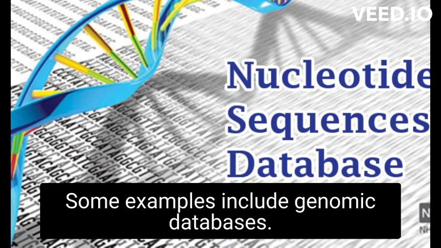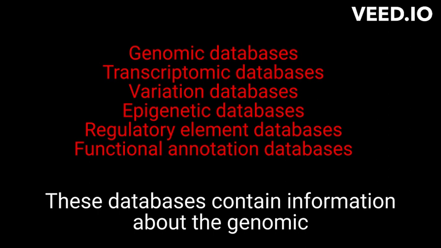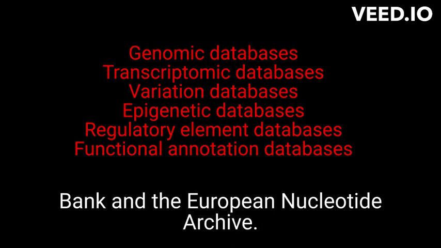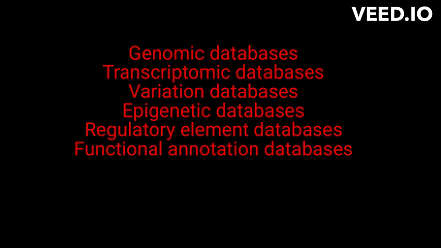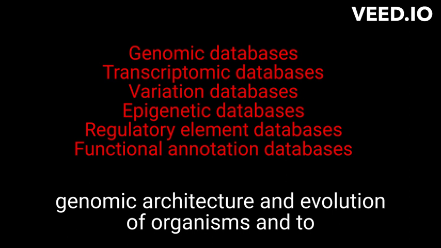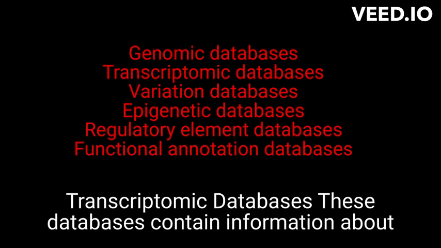Some examples include genomic databases. These databases contain information about the genomic DNA sequences of organisms, such as GenBank and the European Nucleotide Archive (ENA). These databases are used to study the genomic architecture and evolution of organisms, and to identify genes and other functional elements in genomes.